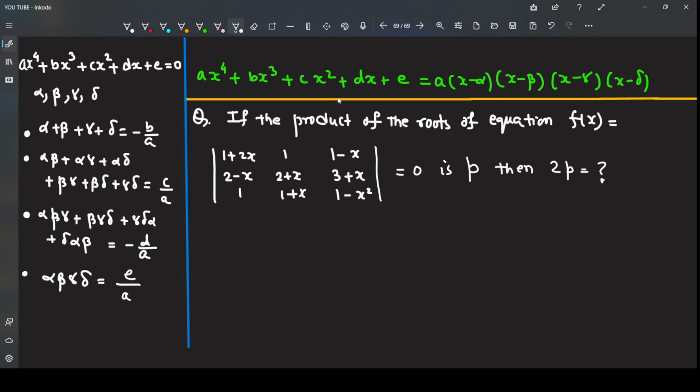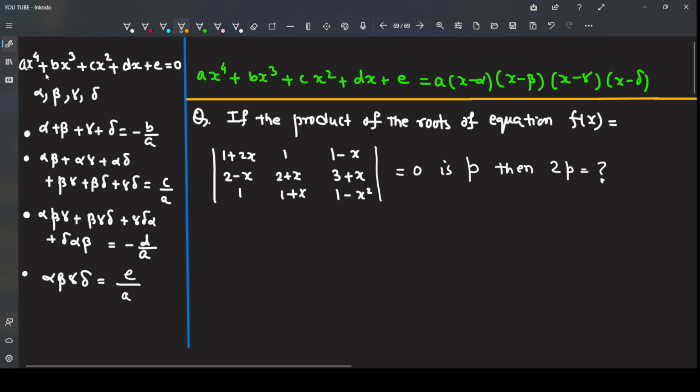So the question is this one: if the product of the roots of the equation f(x) equal to this determinant is p, the product of all the roots of the equation given by this determinant is p, then find the value of 2 times p. So what we do here, first of all, we try to understand this concept.